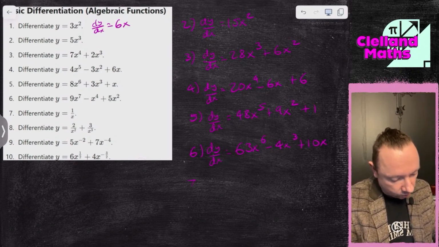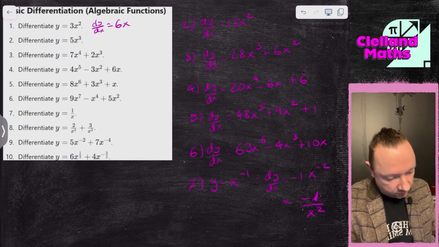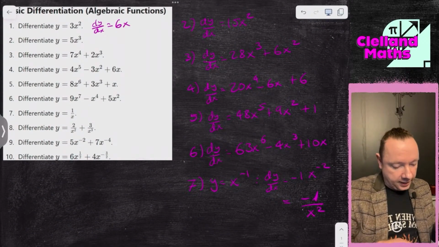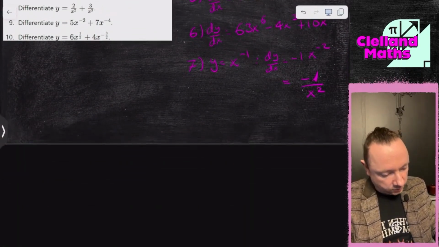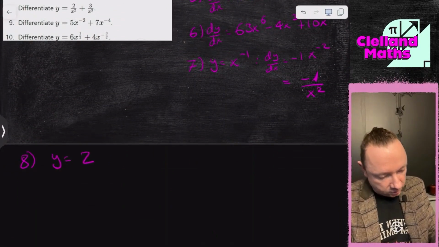Number 7, 1 over x. Well, I'm going to change that to x to the minus 1. So dy by dx is minus 1 x to the minus 2. Tidy that up. That's minus 1 over x squared. I'm happy with that. There's number 8. 2 over x squared plus 3 over x cubed. So 2 over x squared is 2x to the minus 2 plus 3x to the minus 3.